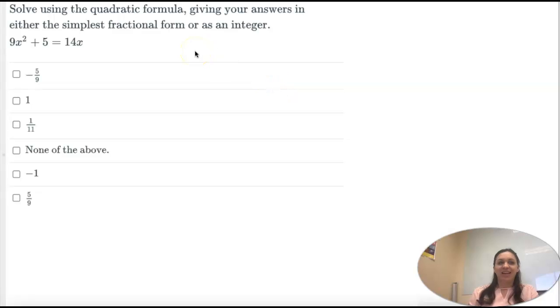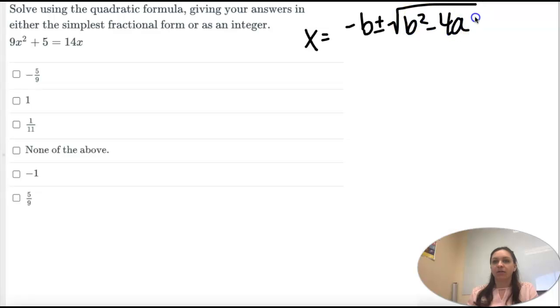Okay, now it's time to do a quadratic formula. So this is this really long formula that's just given to you. So I'm going to write it out. And when you take your test, just have it with you and remember A, B, C.